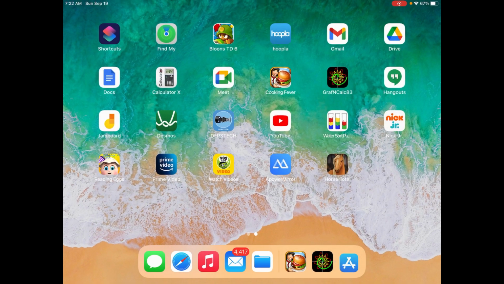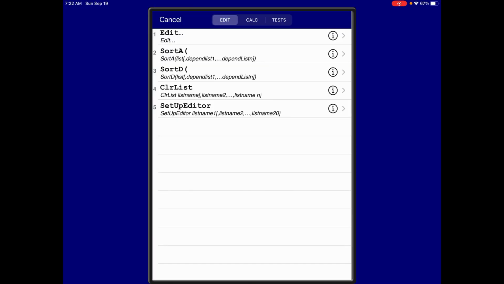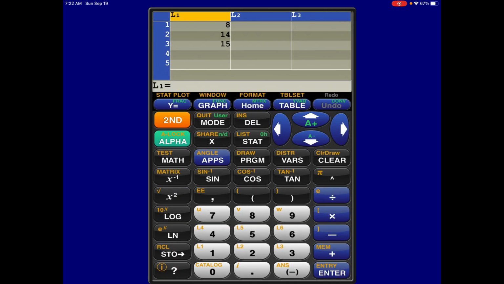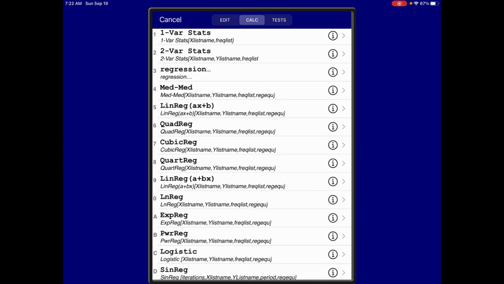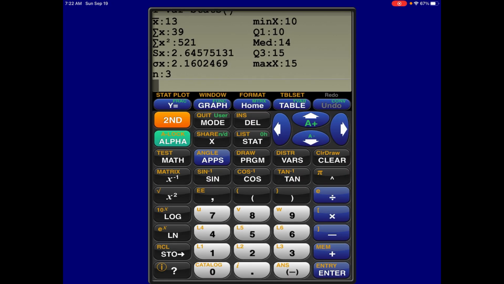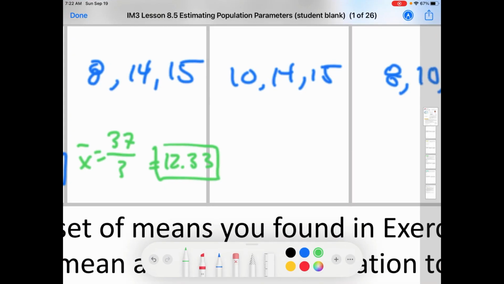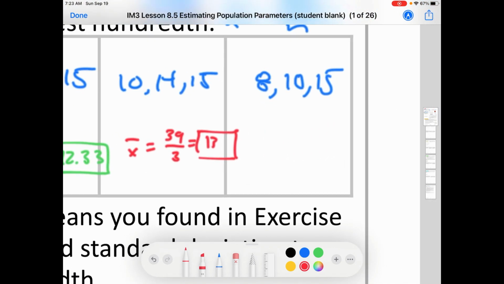Do the same thing for this one. 10, 14, 5. I'm going to go a little faster here. You've done this a couple of times. 10, 14, 15. And stat, calc, one of our stats. So summation is 39. The average is 13. And that one doesn't have any decimal places. It's 13.00, but you can just write 13. That's still rounding to the nearest hundredth. So if you really want some zeros, you can add that there.